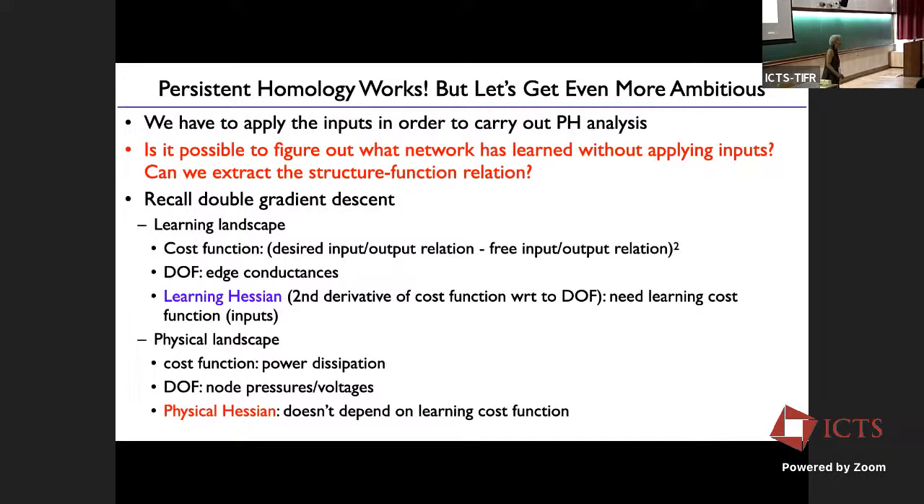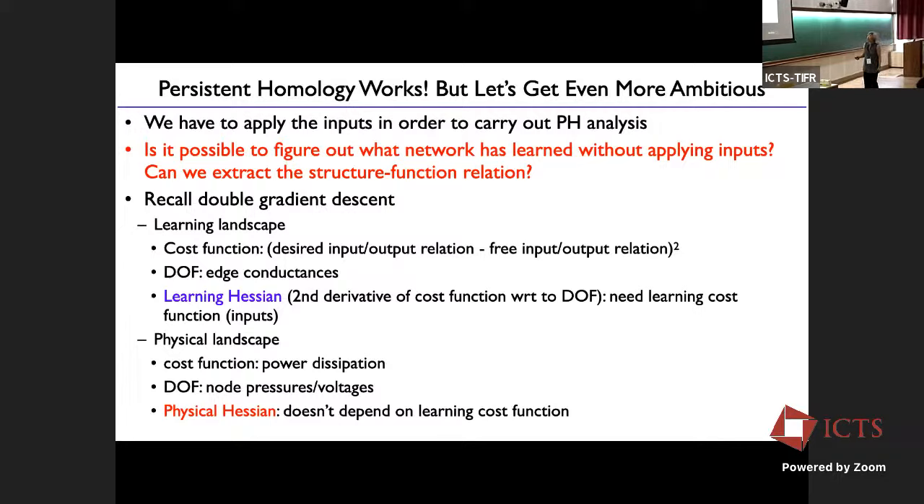Okay, so if I give you a network that has been designed to do something, can you now tell me what it can do? Right? That's really what we want. We want the structure function relation. All right, so how can we do that? All right, so we don't want to use our learning Hessian. Okay, we don't even want to apply the inputs, the source input. Okay, how can we do it?